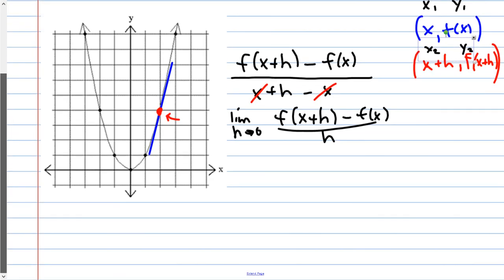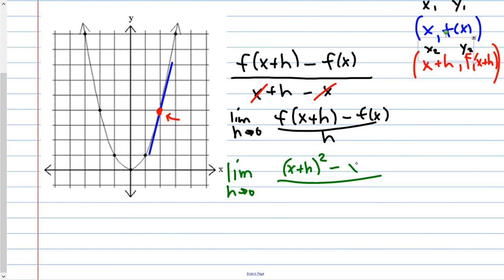Okay, so the function was x squared. So the limit as h approaches 0. Now, the first part is my function with x plus h plugged in. So my function was x squared, so x would go in there, squared. But remember, this is not just x, it's going to be x plus that little bit. Minus f of x, which is just the function, x squared. Nothing plugged in there, right? Nothing extra, no little extra.